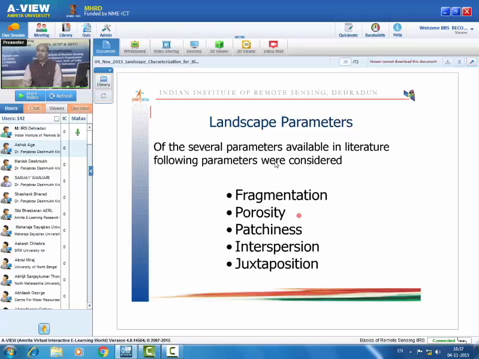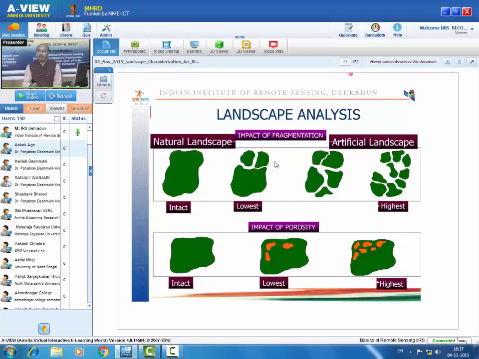Interspersion is the mixing of the vegetation. This mixing is very important because then migration of species is possible if you can analyze this. Juxtaposition is again a very important aspect because it tells you what neighboring ecosystems are present. If the ecosystems are the same, then that means that ecosystem is suitable for many species. Species migration will take place, gene exchange will take place. So juxtaposition is a very important ecological parameter for analysis.